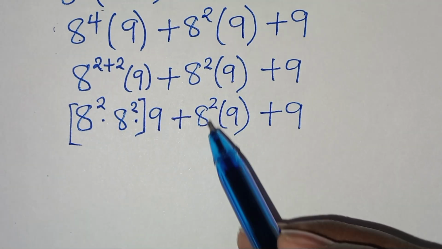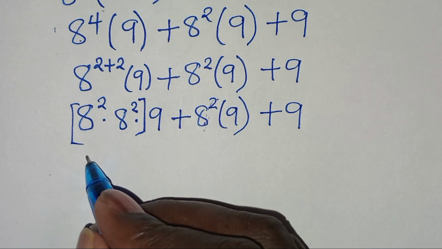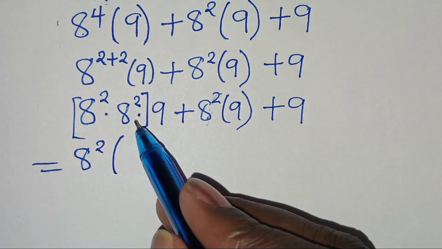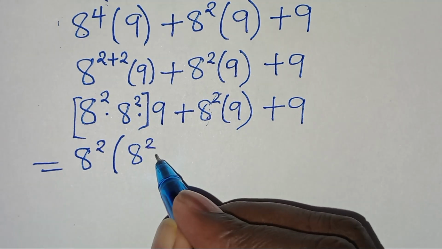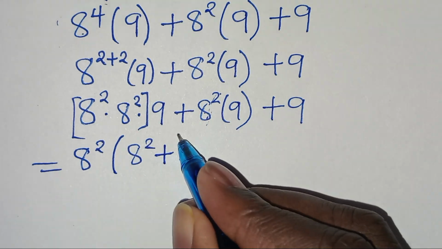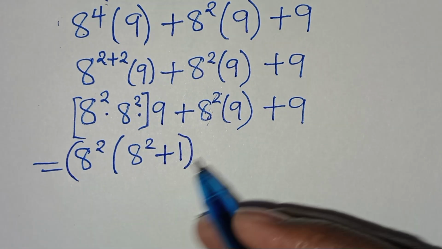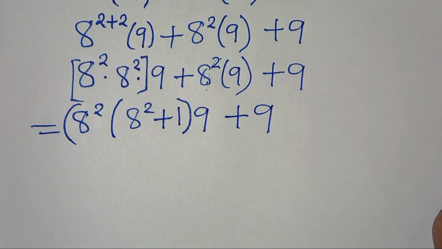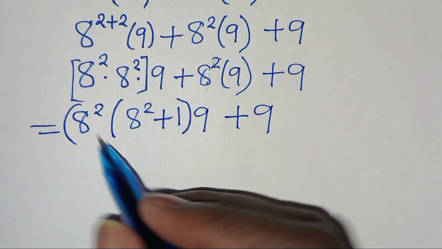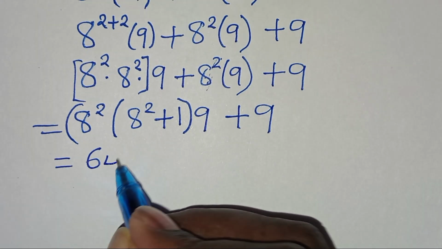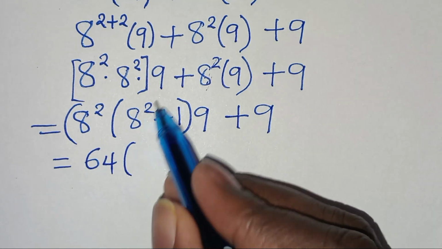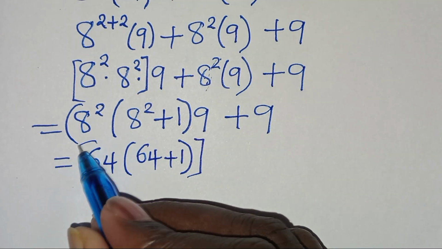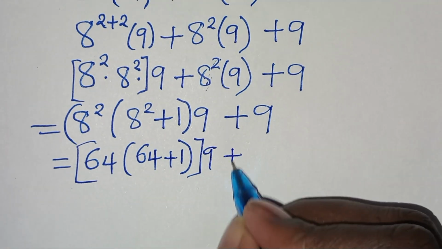So 8 to the power of 2 is common here. We can factor out 8 to the power of 2 into the parentheses. This is 8 to the power of 2, then plus 1, everything here multiplied by 9, then plus 9. So 8 squared is the same thing as 64. Into the parentheses, this is 64 plus 1 multiplied by 9, then plus 9.